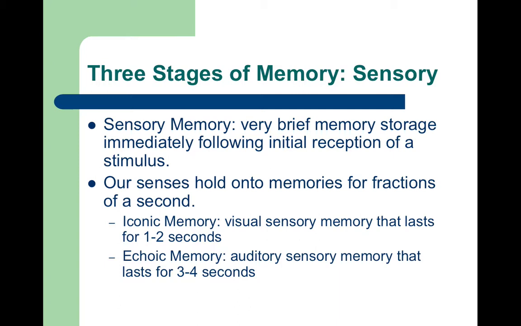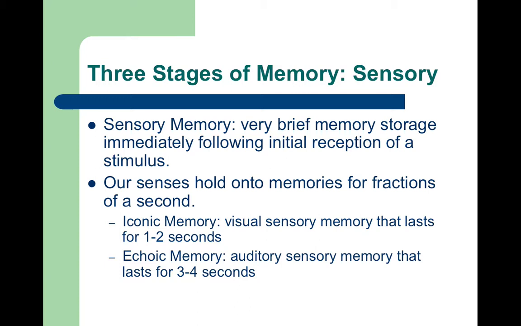What it does is it allows for our senses to hold on to the memory for a fraction of a second. There are 2 kinds of sensory memory. There's iconic, which is visual. It's visual sensory memory that lasts for 1 to 2 seconds. A good example that I think of with iconic sensory memory is when you look in the phone book to find a number and you read the numbers, and from the time you look at it in the phone book to entering it in the phone, sometimes you have to look again because you've already forgotten what those numbers are. That's iconic memory. So you look at something and within 1 or 2 seconds, it's gone.